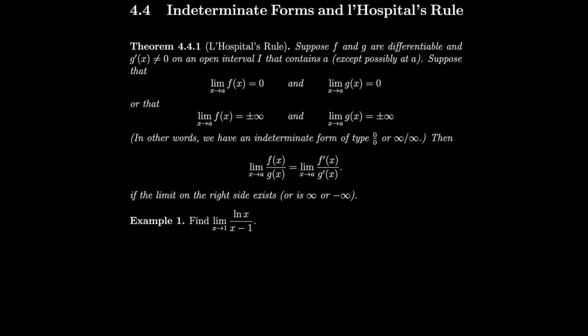So we start off with this new theorem: when f and g are differentiable and g prime is not 0 on an open interval I that contains a, except possibly at a, and the limit of f and g are both 0, or the limit of f and g are both plus or minus infinity, then the limit of f over g is equal to the limit of the derivatives, f prime over g prime. So that's pretty cool, and it's not really immediately clear why this would make sense.